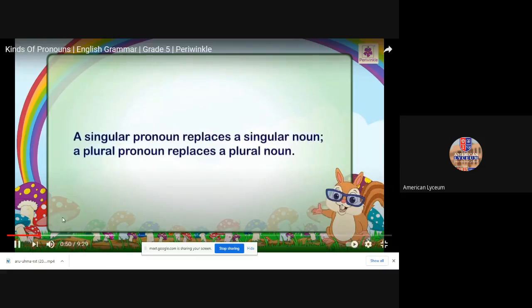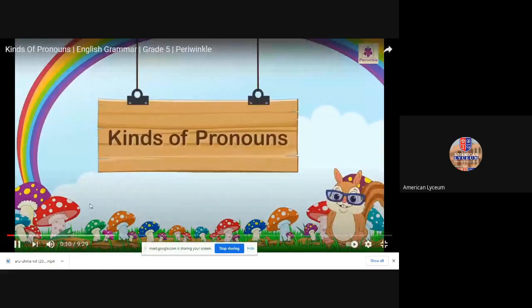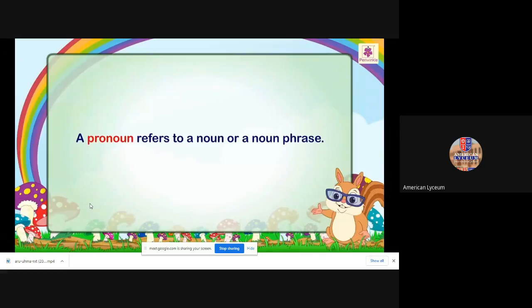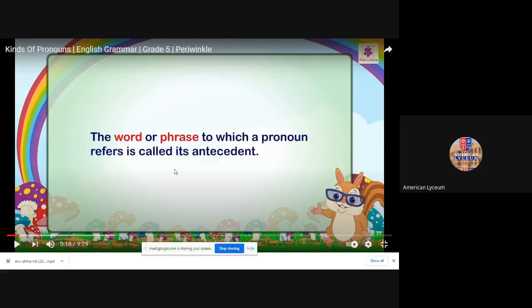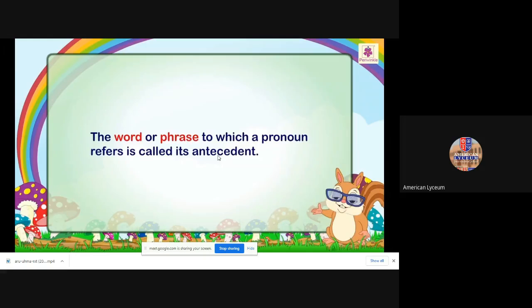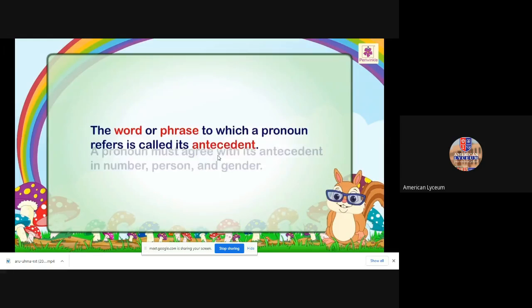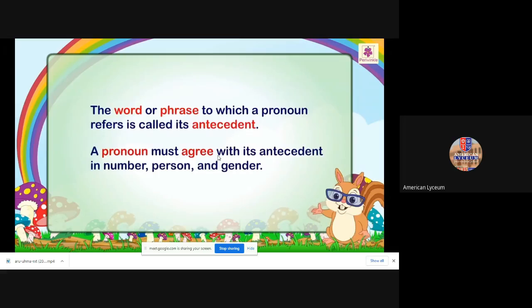Okay, class. A singular pronoun replaces again. Kinds of pronouns. Now listen carefully. A pronoun refers to a noun or a noun phrase. Okay. So what is an antecedent? The noun, the pronoun, the phrase or the word that the pronoun will refer to would be its antecedent. A pronoun must agree with its antecedent in number, person, and gender.